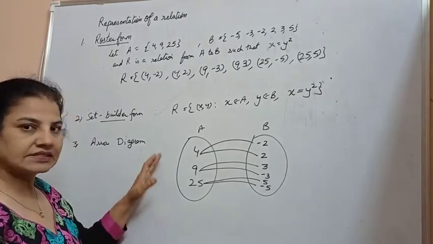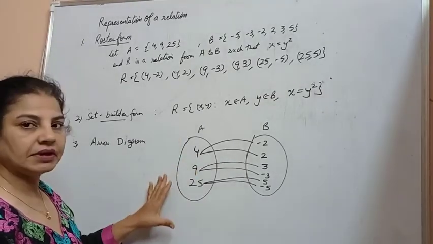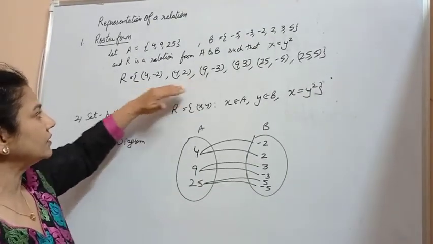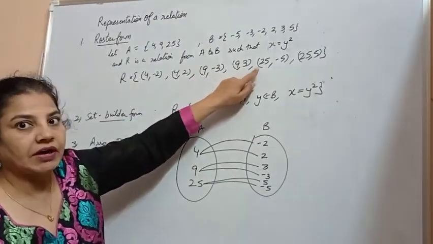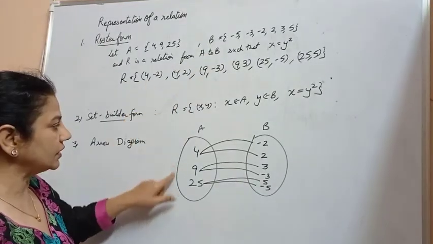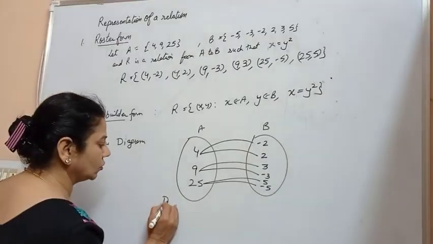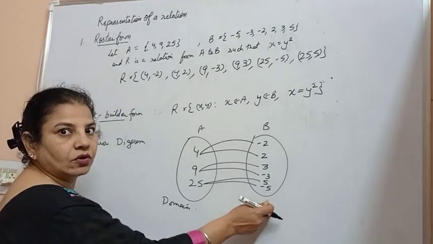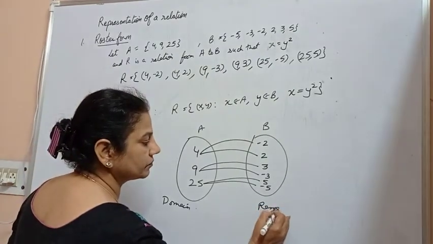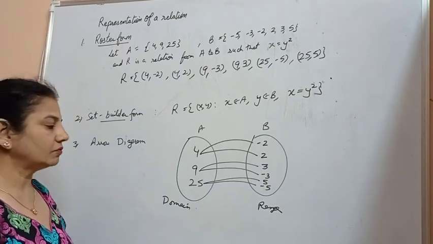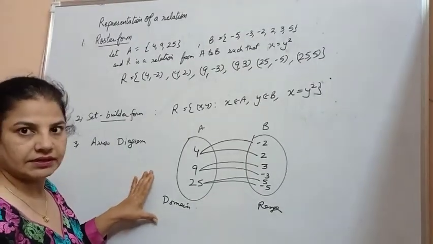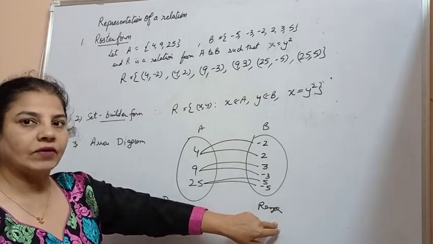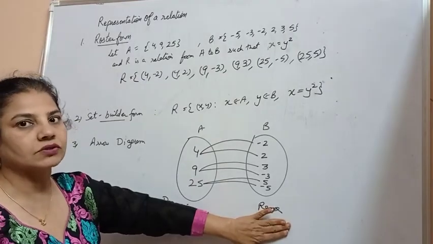So each element in set A, as this is the first component. In this set, we can observe that 4, 9 and 25 are the first elements. So each element of A is called the domain of this relation, and the element of B is called the range. So the first element is the domain, that is the value of x, and the second element y in this relation is called the range.